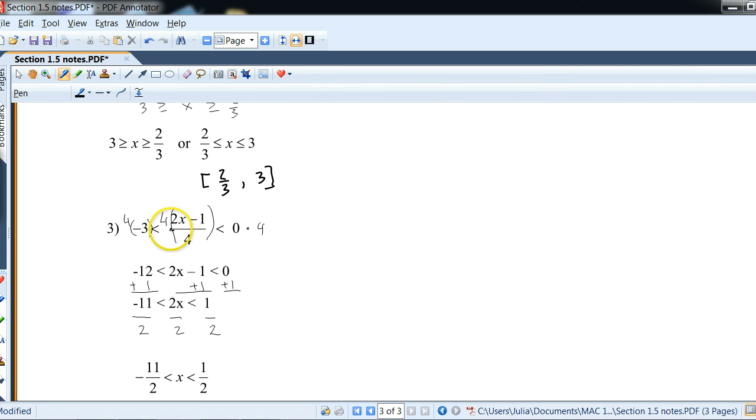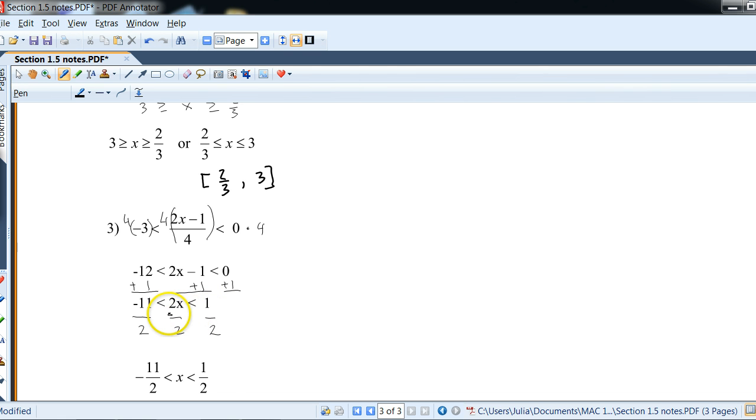Then if the whole inequality is over a fraction, again, we can try to get rid of it, because there's really not much else you can do but get rid of the 4 in the denominator. So this is what I did, multiply by 4 on all 3 sides. So we get -12. Again, we multiplied by a positive, so it's still less than 2x minus 1. We cleared the 4. Less than 0 times 4 is still 0. Then we solve as usual, add 1 to both sides. So let's pay attention to signs. -12 plus 1 is -11, less than 2x, less than 0 plus 1 is 1.